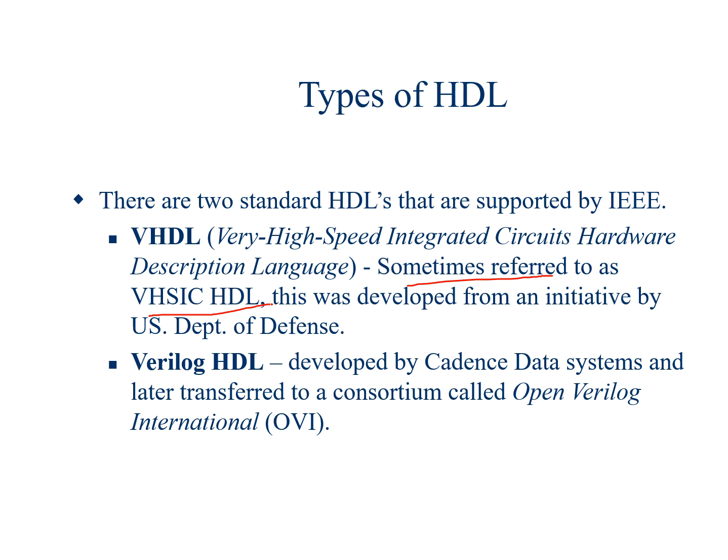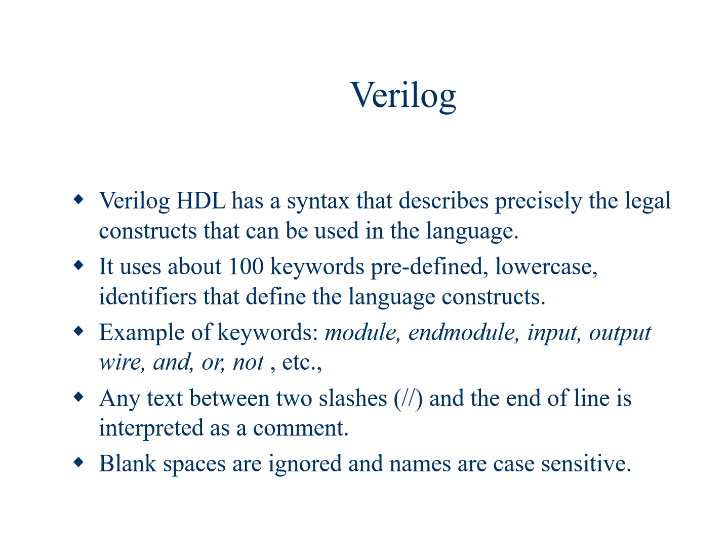And the second type of standard is Verilog HDL. It was developed by Cadence Data Systems and later transferred to the consortium called Open Verilog International. So this is easy to understand, and more reliable. Verilog HDL has a syntax that describes precisely the legal constructs that can be used in the language. It uses almost 100 predefined keywords and lowercase identifiers that define the language constructs. Examples of keywords include module, endmodule, input, output, wire, and, or, not, and so on.